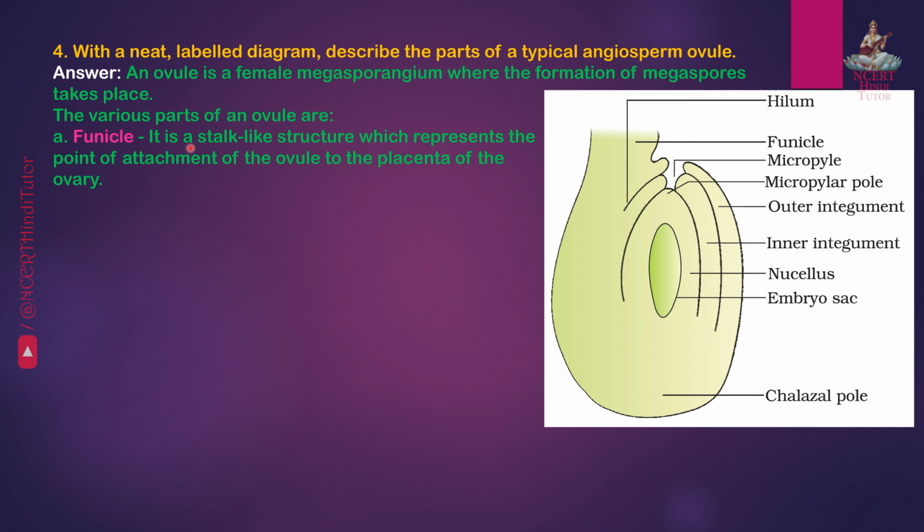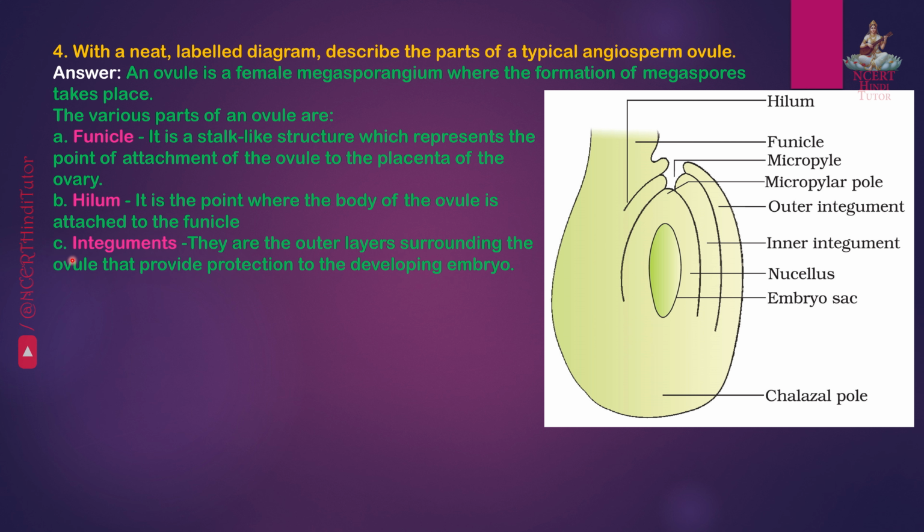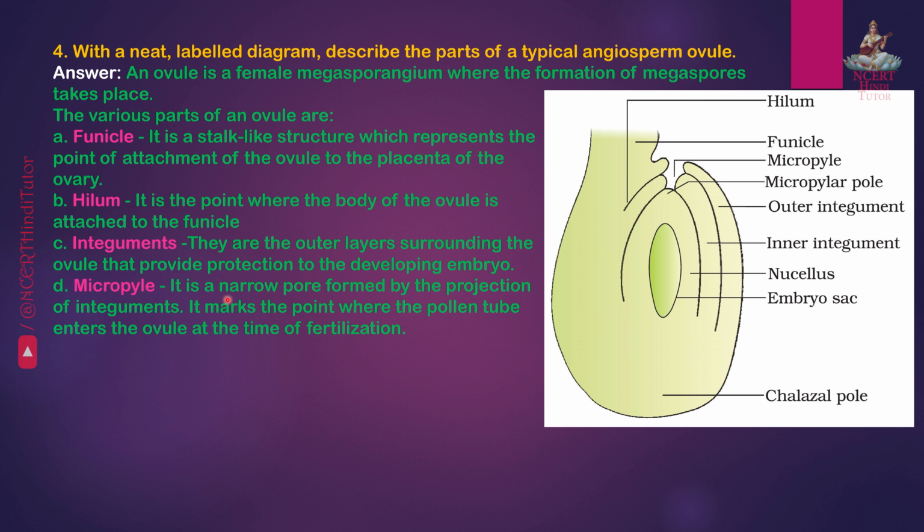A. Funicle. It is a stalk-like structure which represents the point of attachment of the ovule to the placenta of the ovary. B. Hilum. It is the point where the body of the ovule is attached to the funicle. C. Integuments. They are the outer layers surrounding the ovule that provide protection to the developing embryo. D. Micropyle. It is a narrow pore formed by the projection of integuments. It marks the point where the pollen tube enters the ovule at the time of fertilization.